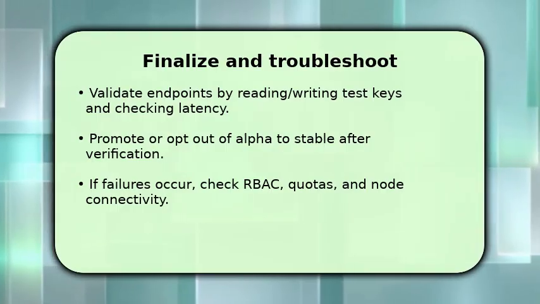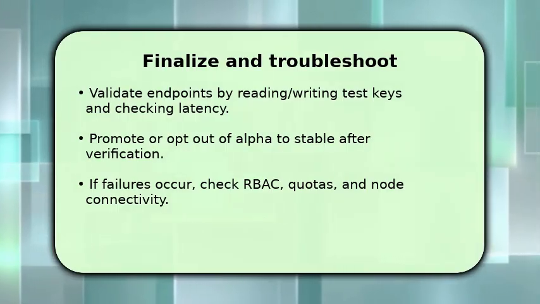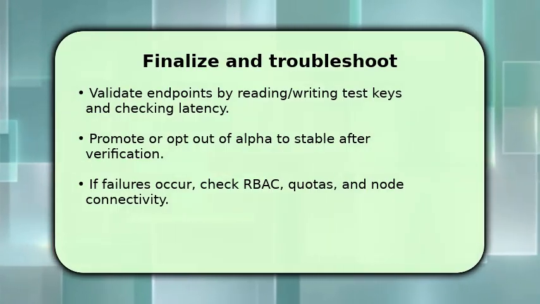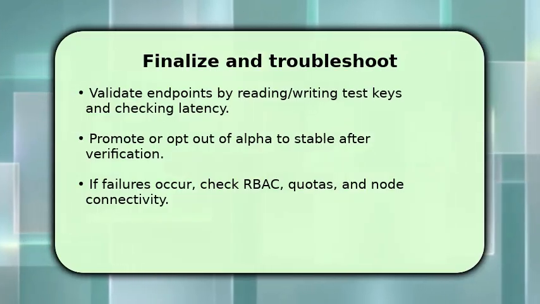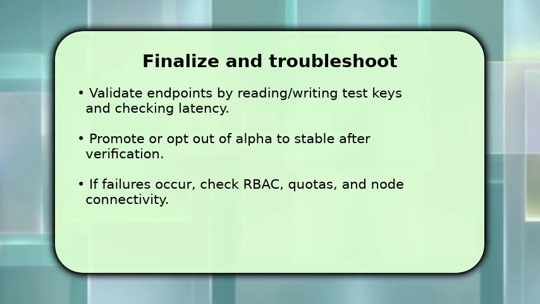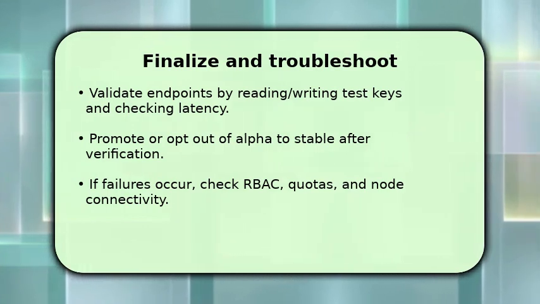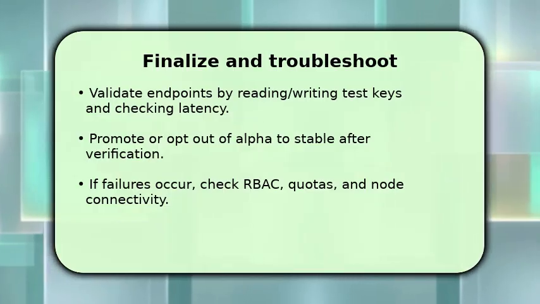If something goes wrong, first check RBAC rules and service account scopes, then verify quota limits and node connectivity, because misapplied permissions or exhausted resources are the most common causes. Finally, rerun the enable sequence after fixes.